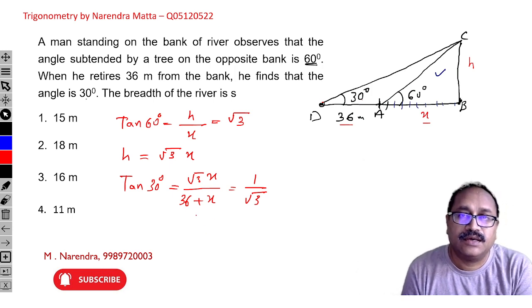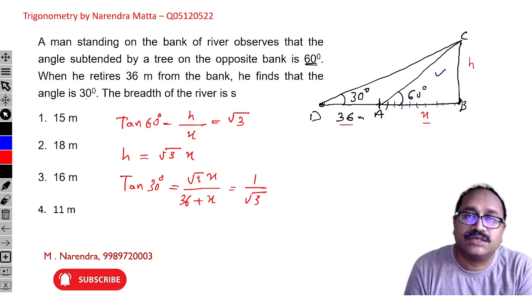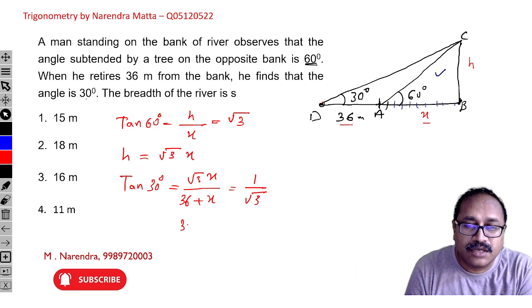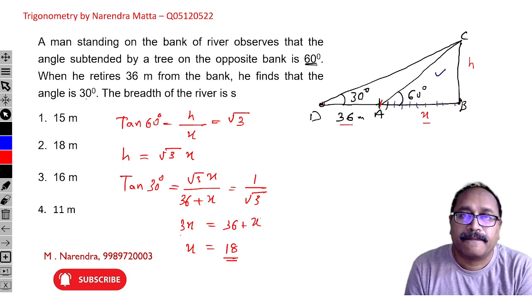Now the rest is a basic simplification. So cross multiplication, root 3 times root 3 is 3. 3x is equal to 36 plus x. Let's write down 3x is equal to 36 plus x. So x is subtracted from 3x, and I get 2x is equal to 36, which means x is equal to 18. And what is x? X is the width of the river.